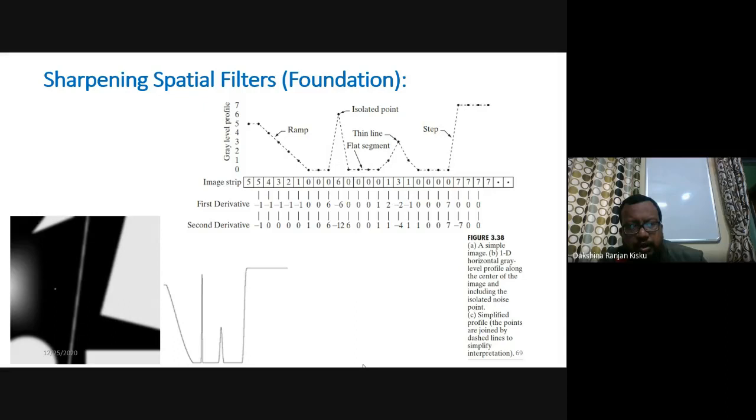So the use of sharpening filters on an image is to get the discontinuities to be highlighted. Okay, so this is the basic objective of sharpening filters, which highlight the discontinuities in the image. So these are the discontinuities which can be seen in an image.